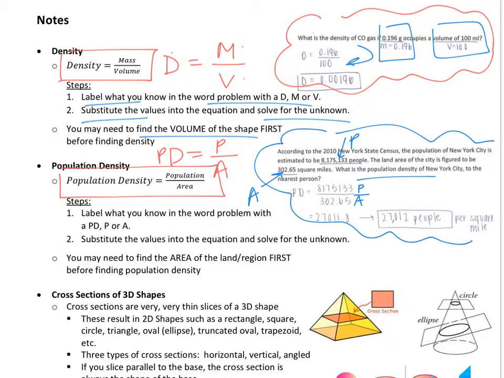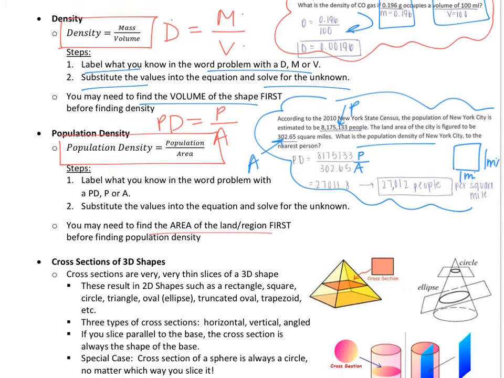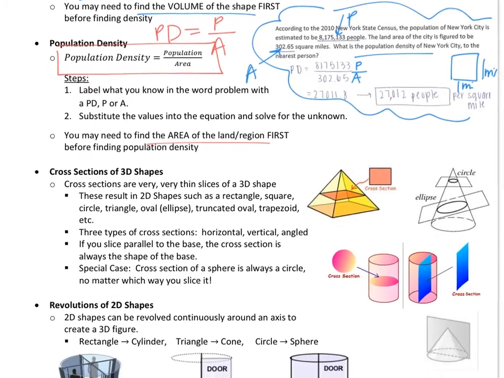That's a lot of people. A square mile is 1 mile by 1 mile. That's not that much space if you really think about it. 27,000 people in that amount of space. You'll notice here that it does say that sometimes you'll have to find the area first before finding population density.